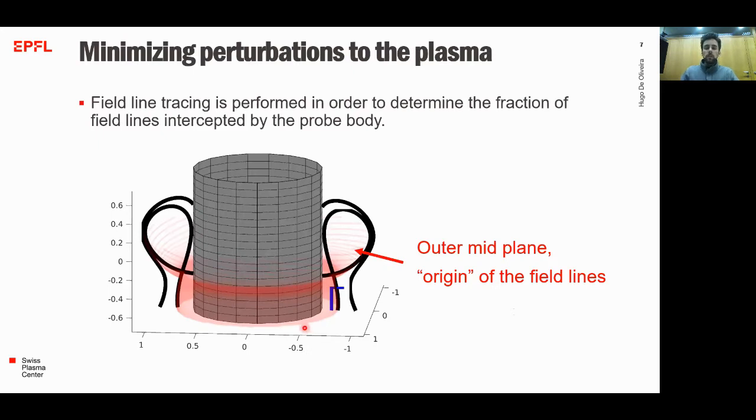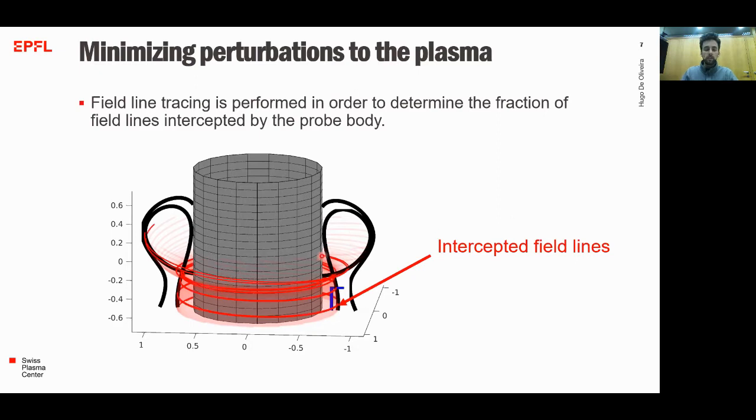However, there is still some level of perturbation, and one way to quantify this level of perturbation is to calculate the fraction of field lines that are intercepted by the probe body. So let me explain this in more detail. When we follow a field line, we start the field lines from the source, where we believe the heat source and the particle source is, so near the upstream point, and then we follow field lines downwards until they touch the floor. And you can see here that only a small fraction of the field lines will actually land on the probe body here.